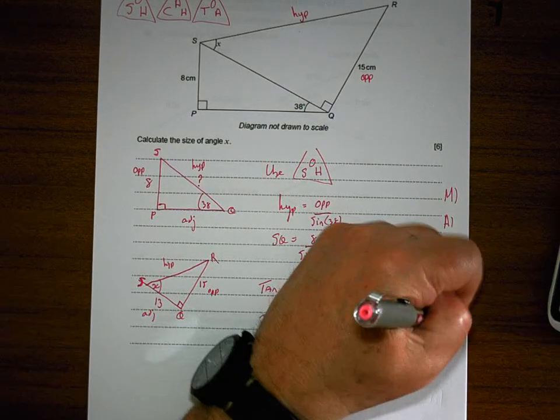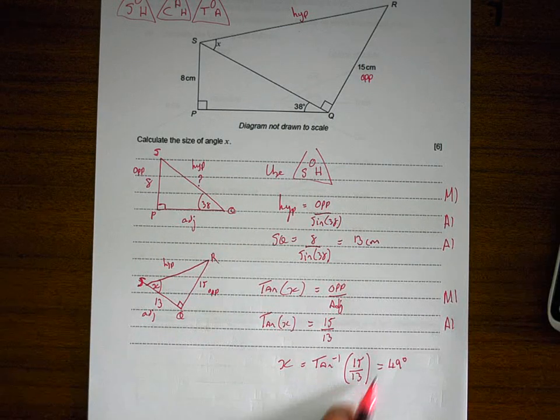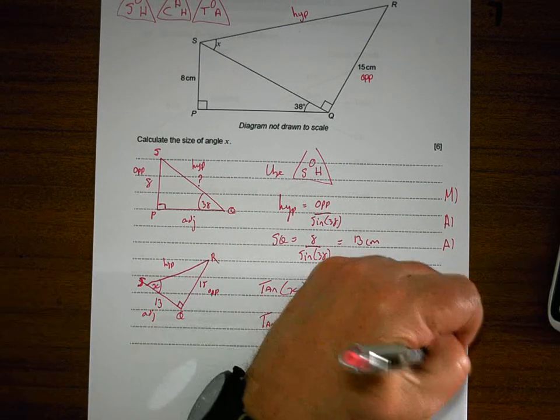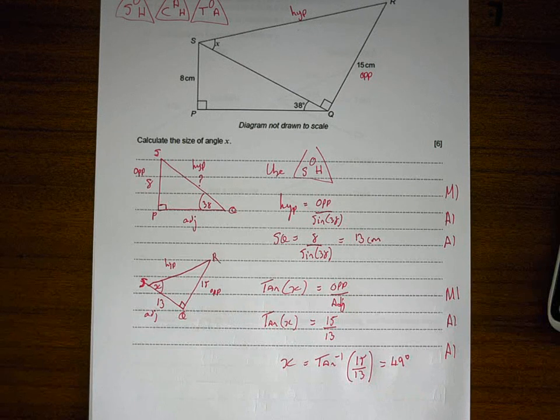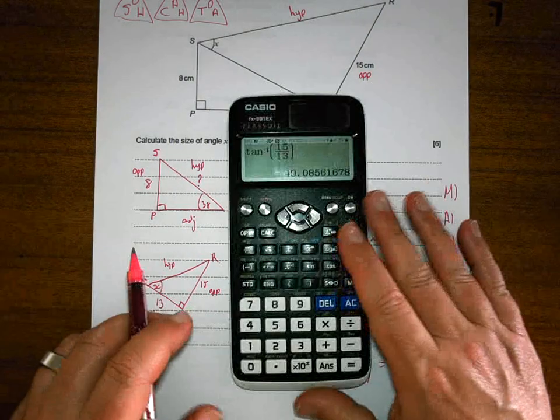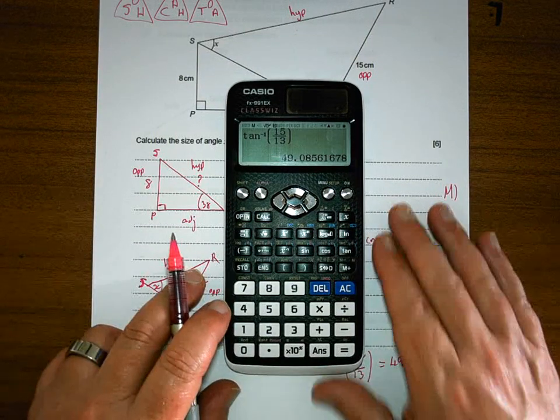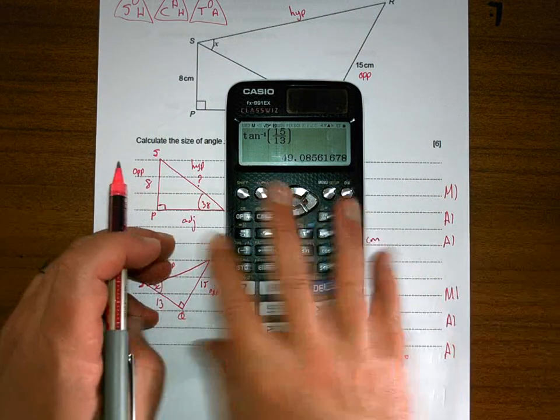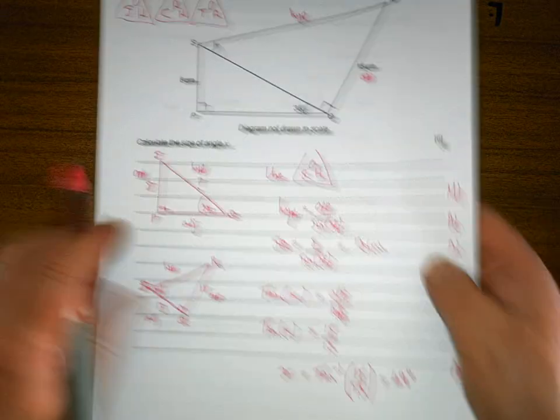Answer for the inverse tan part, and the 6th mark for getting 49 degrees, or if you've written it out as, it doesn't matter if you put that as 49.085, etc, etc. So that's trig, grade B.